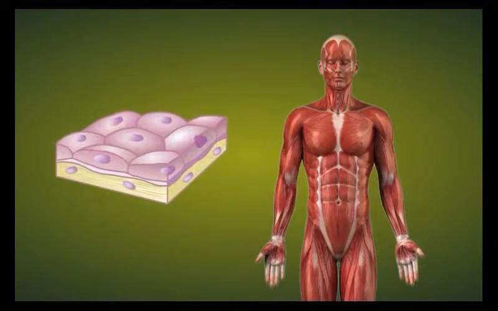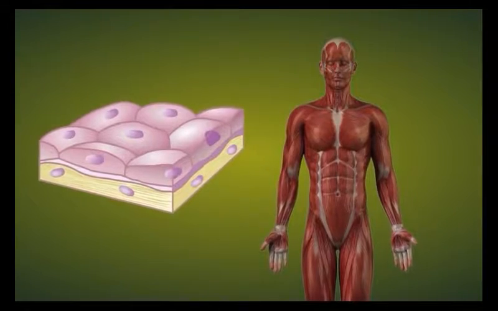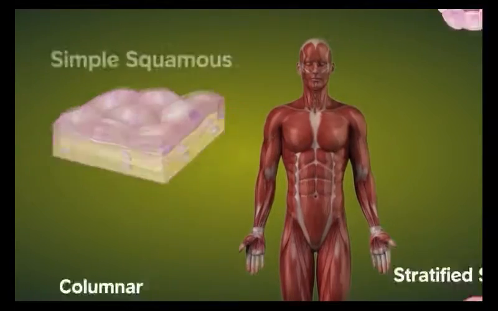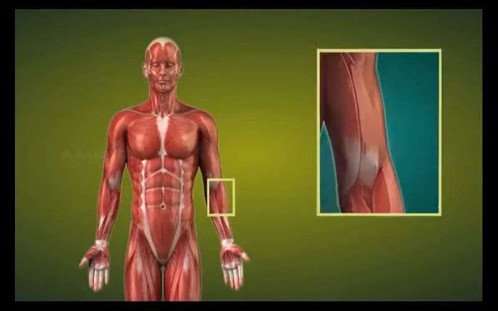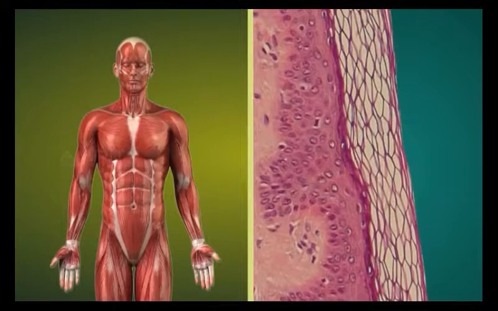across the membrane. It is extremely thin, flat, and single-layered. The stratified squamous epithelium protects areas subject to abrasion and is found in the skin. It is multi-layered.